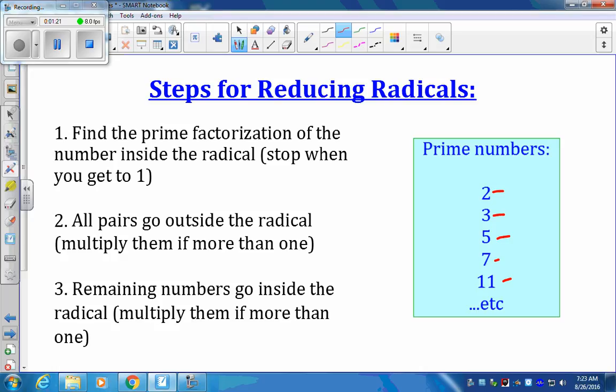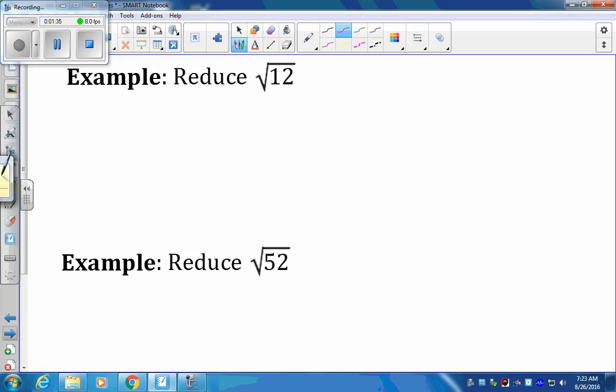All right, after we do that, we're going to circle pairs, two numbers of a kind. If I circled a pair, one of them goes to the outside, and any remaining number stays under the radical. Let's take a look at an example because it's much easier to see what's going on when we're working through a problem. So let's start with this first example, the square root of 12.